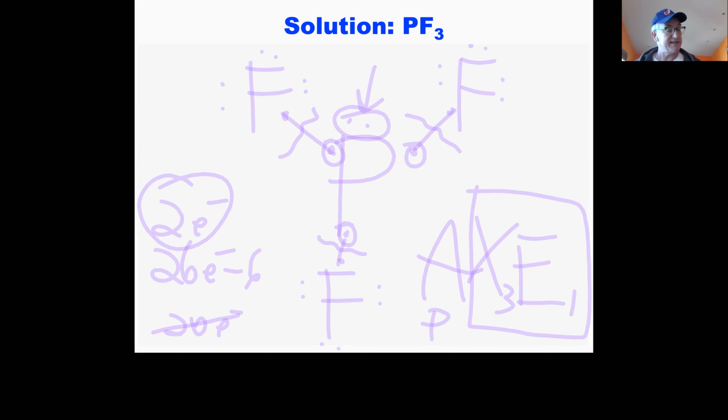Tetrahedral, exactly. So the group that it's going to be in is tetrahedral. Is the shape going to be tetrahedral? Is the shape also going to be tetrahedral? No, right, because they're not all atoms. If they were all atoms, that would be a tetrahedral shape. It's a tetrahedral geometry, but it's not a tetrahedral shape. So what shape is it?